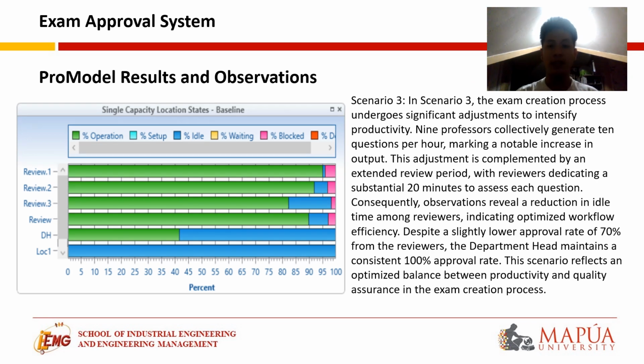Finally, in scenario 3, we observed an intensified exam creation process with 10 questions generated per hour by the same 9 professors. Reviewers dedicated a substantial 20 minutes to review each question, resulting in a notable decrease in idle time. While the reviewers maintained a 70% approval rate, the department head is still at 100% approval rate. The increased volume of questions generated per hour enhanced the probability of capturing the learning objectives of the course, reflecting an optimized workflow and quality assurance in the examination creation process.